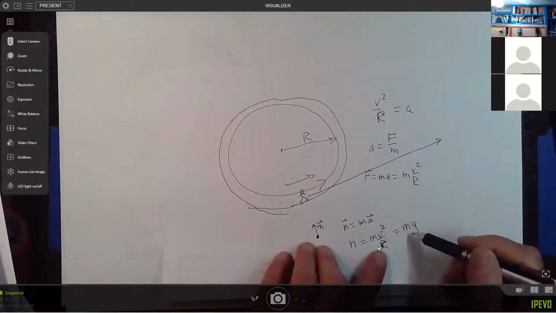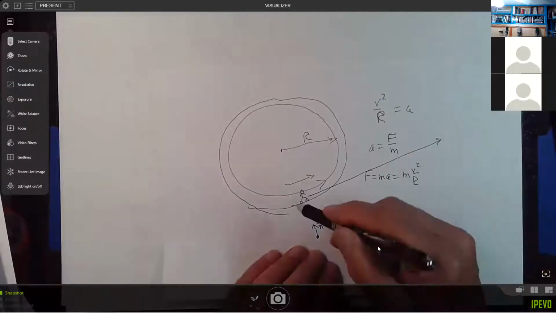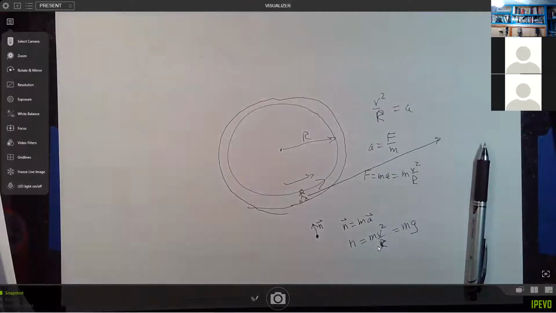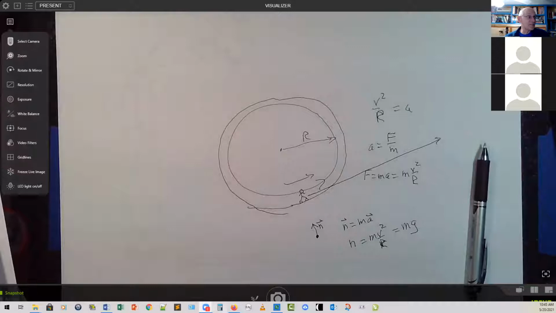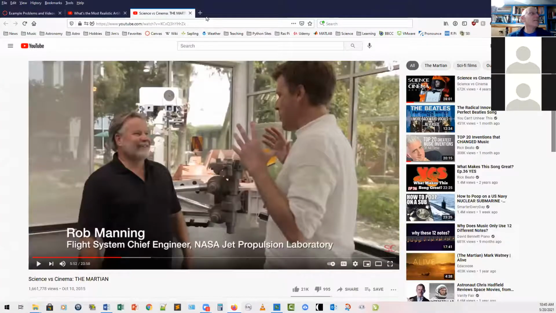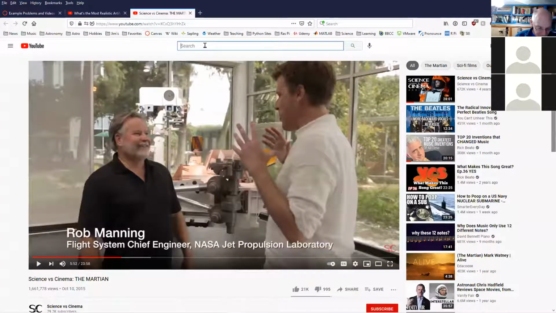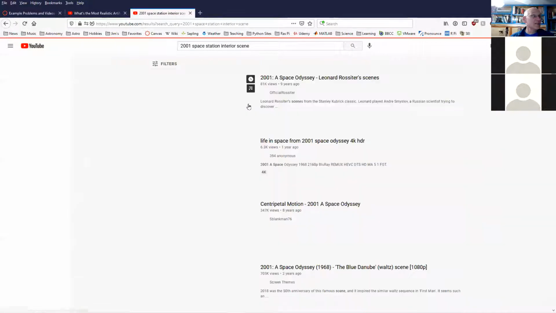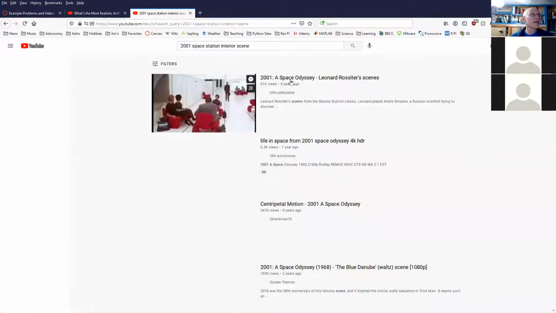And you can generate artificial gravity by having a spinning structure. Let me do a real quick search and see if I can find that scene from 2001: A Space Odyssey. 2001 space station interior scene. Here it is.